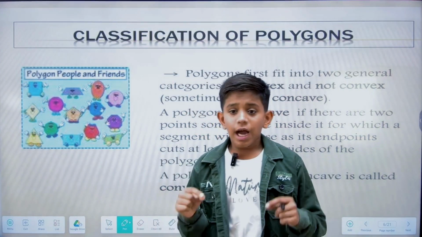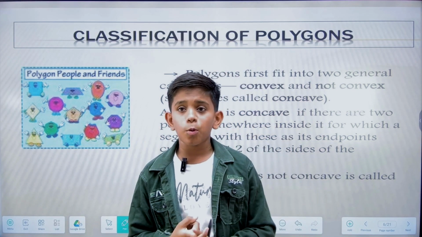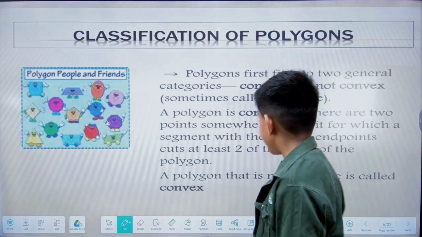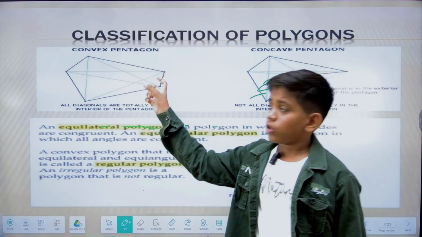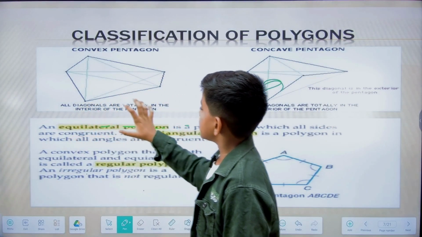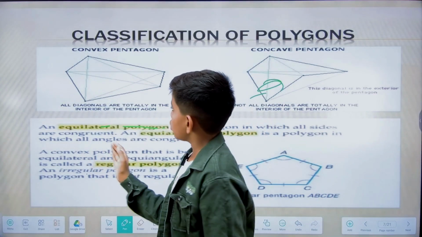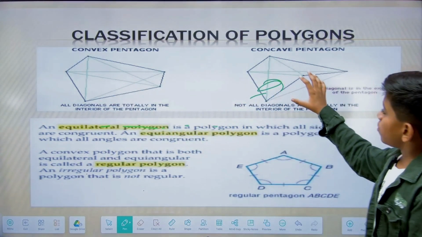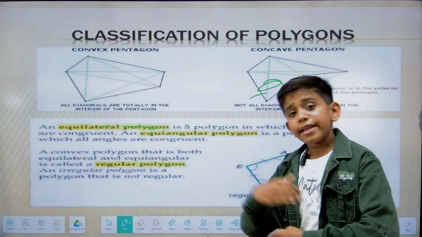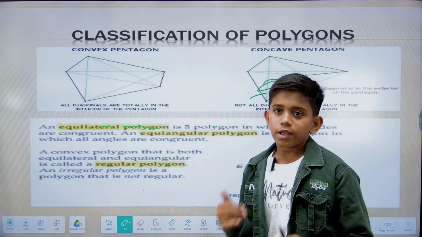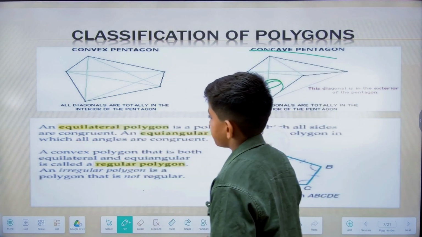Classification of polygons. How to classify them? We can classify the polygon into 2 parts, that is concave polygon and convex polygon. What is that? Let's see. Convex pentagon. Here we have an example of a pentagon. What is a convex pentagon? All diagonals totally lie in the interior of the polygon. It is known as the convex pentagon. And concave means some of the diagonals lie in the exterior of the polygon. So it is known as the concave pentagon or the concave polygon.